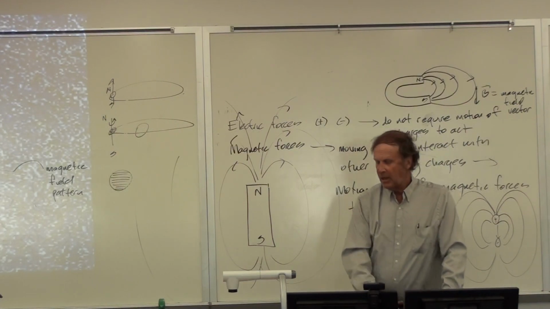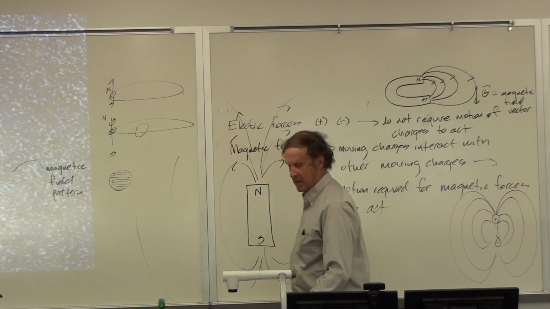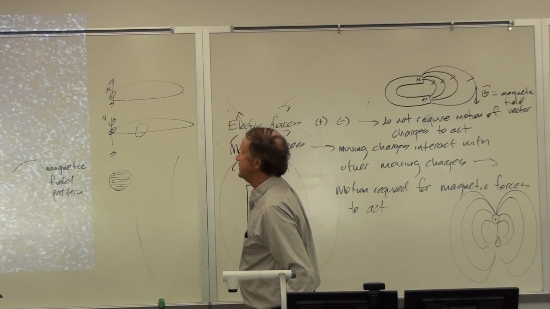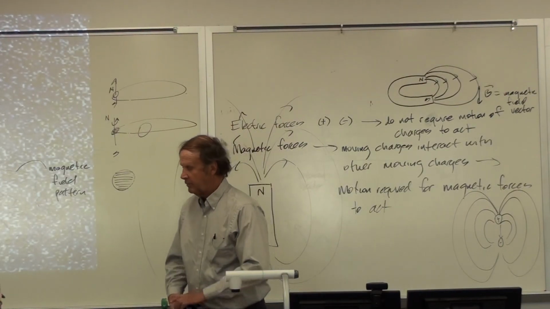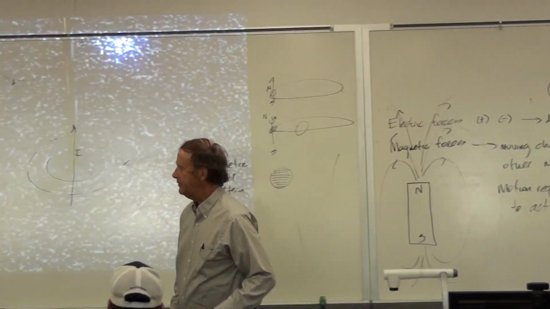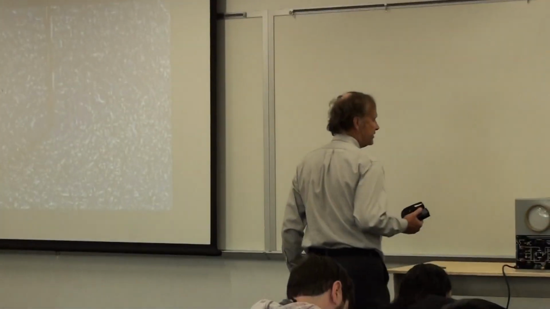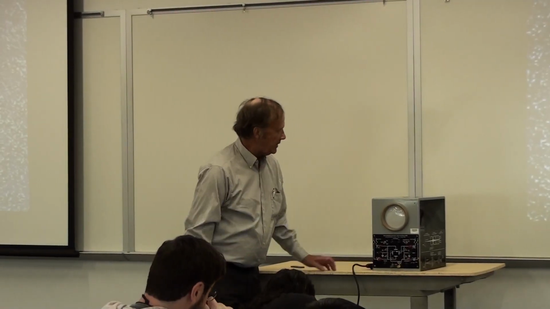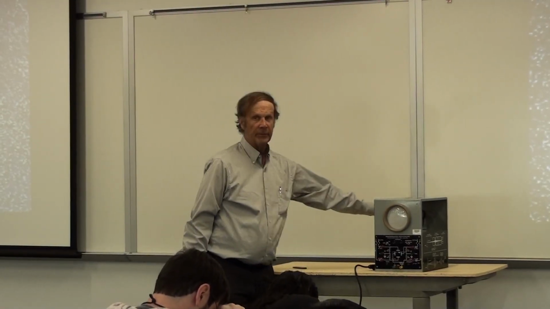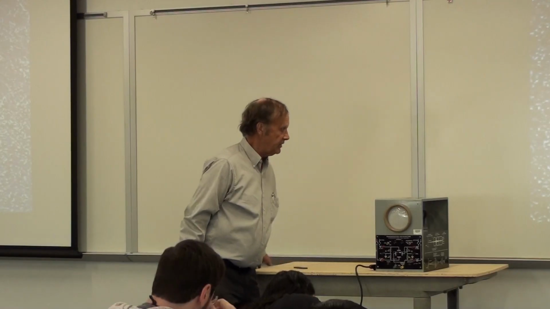Okay, so that shows us that there is at least the possibility for generating a magnetic field from an object that seems to be motionless. Now here, I'm going to get electrons moving from this cathode ray tube.